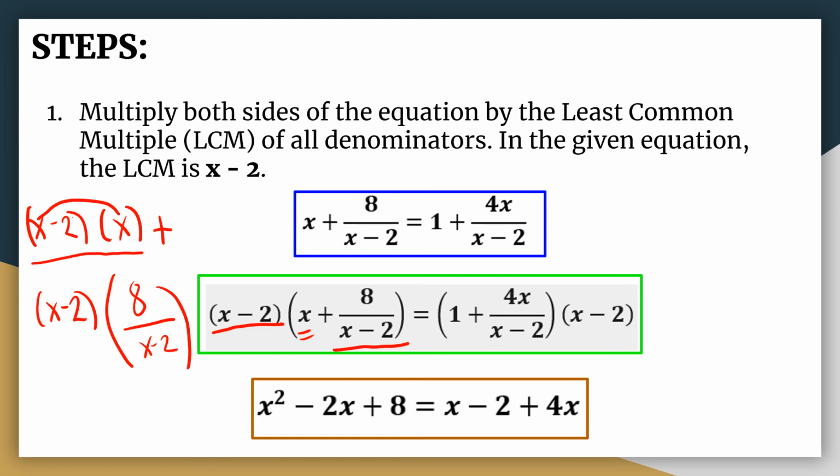X times x is x squared. X times negative 2 is negative 2x. While on this part, we simply cancel your x minus 2 and plus 8. So we have x squared minus 2x plus 8.